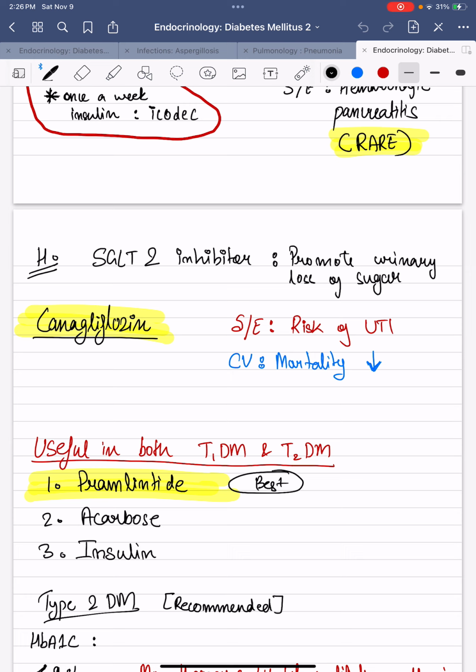And the most common drug in this class is canagliflozin, and canagliflozin is a really common drug for diabetic patients.